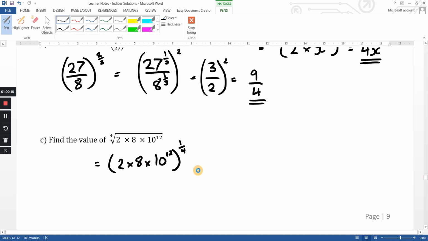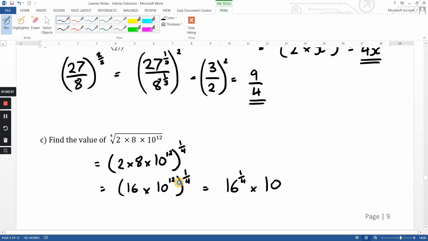And now I can apply, in fact, before I do that, I can just do 2 times 8, which is 16. And still got this. That's a bit better, isn't it? Because now I can apply power quarter, which means the 4th root. 4th root of 16 is, in fact, let me rewrite it, just to show you guys what I'm actually doing.